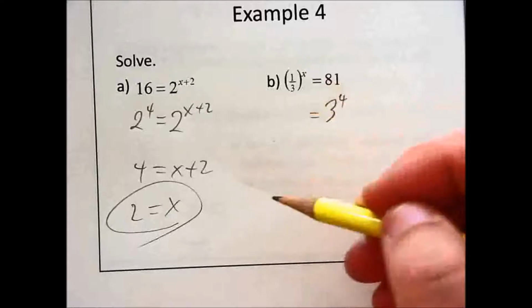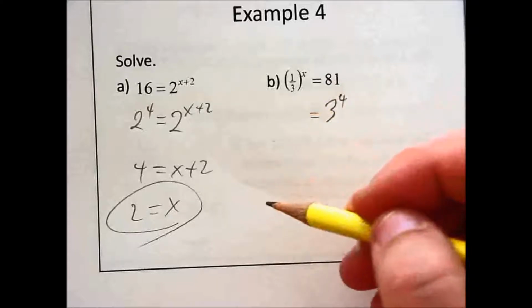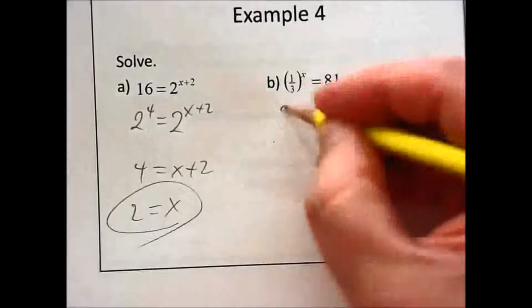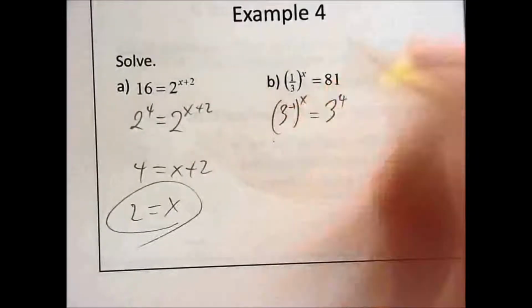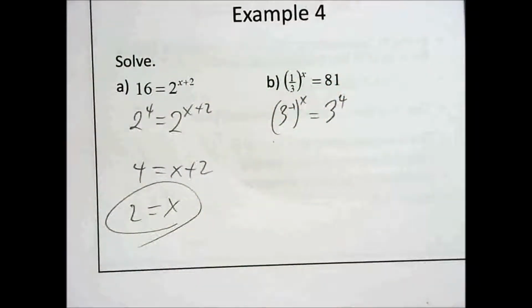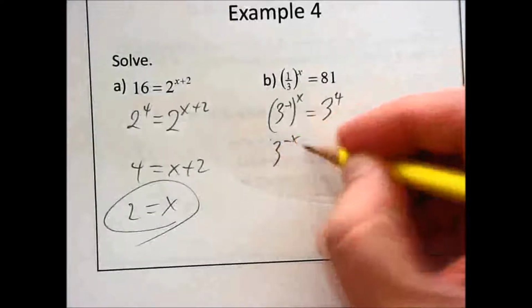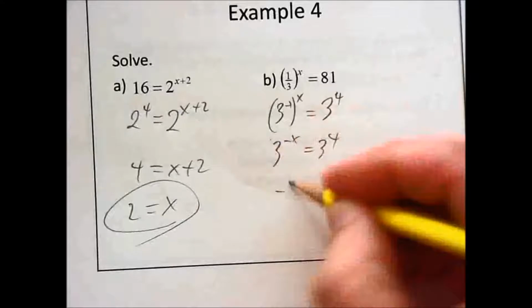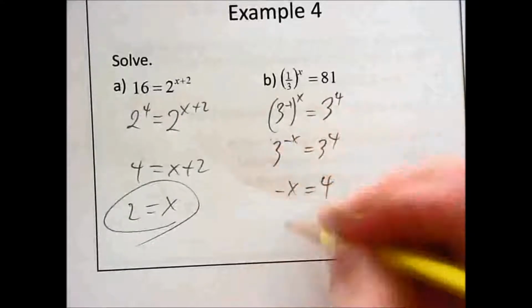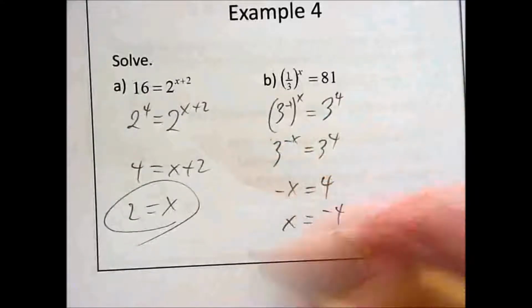1/3 is 3 to what power? -1. So this is 3 to the -1 raised to the x. Now what do you do with a power when you're raising it to another power? Multiply. So this is really just 3 to the what? -x. And 3 to the 4th, that means -x is equal to 4, and x is equal to -4.